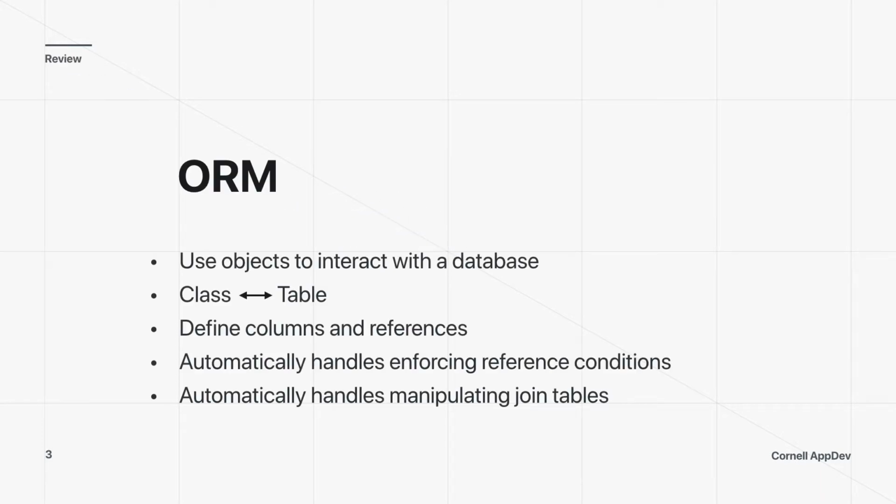So ORM is just using objects to interact with a database. Instead of just having tables and interacting with data as rows, we interact with data as objects. So each row is an object and each column is like a field. If you recall in our demo video, we would say object dot column to access that column instead of select star or select columns for these values. This is really nice because it automatically handles enforcing reference conditions and manipulating join tables. So it's good for abstraction.